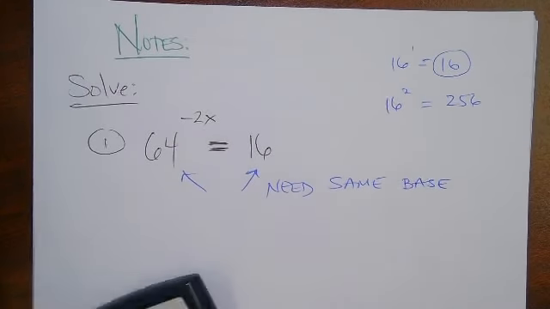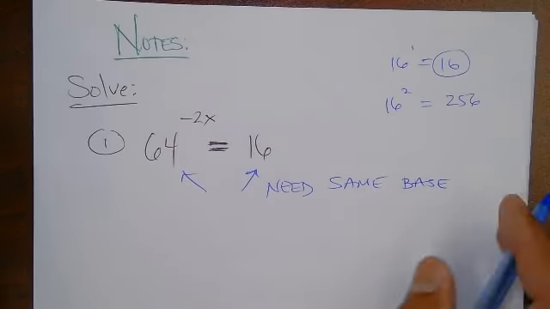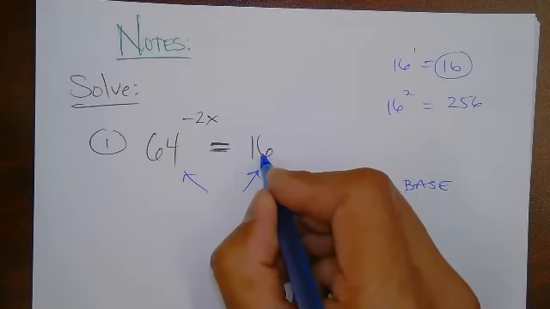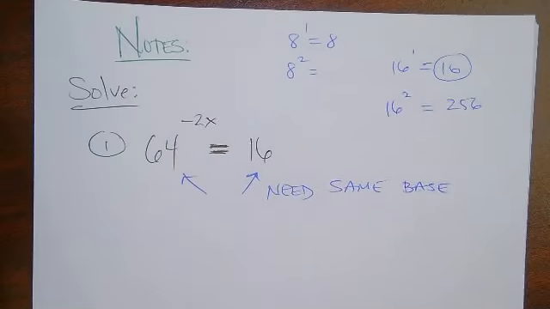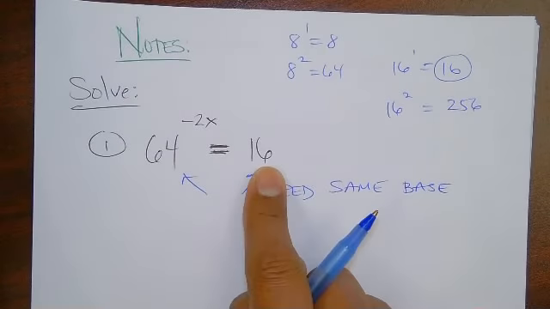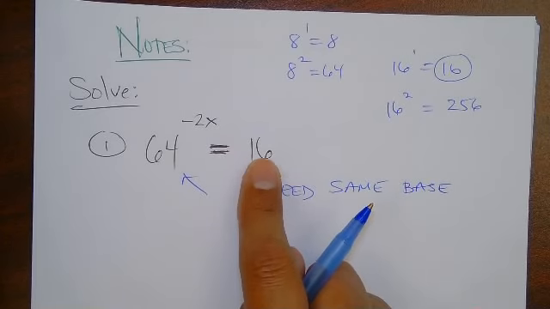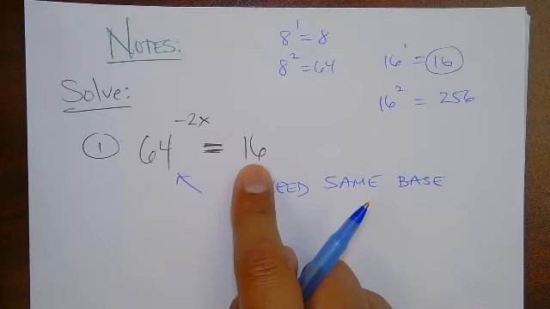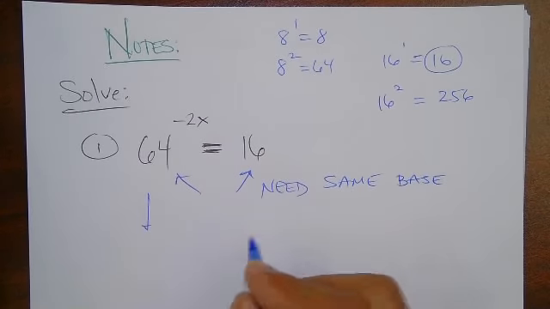Anybody have any other ideas? 8? Oh yeah? 8 to the power of 1 is 8. What's 8 to the power of 2? 64. And how am I going to get the 16? It doesn't work. So guess what? It's not 8. Anybody know another number that has a base that can somehow give me a 16 or a 64? Well, it's 4.